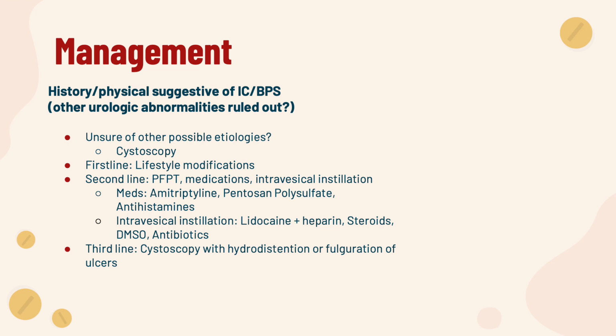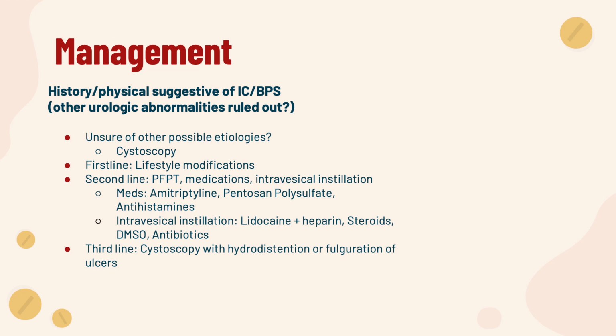Pelvic floor physical therapy can also be useful, especially in cases where patients have pelvic floor spasm and myalgia on exam. Medicines such as amitriptyline and other tricyclic antidepressants can help with pain. Pentosan polysulfate, also known as Elmiron, can help to reconstitute the GAG layer of the urothelium. However, it has been associated with maculopathy with long-term use.